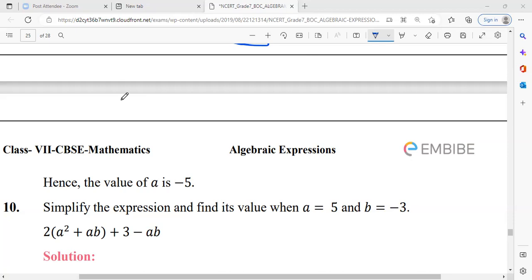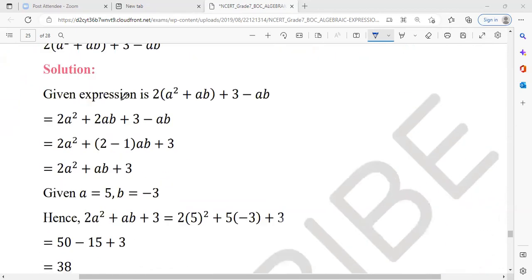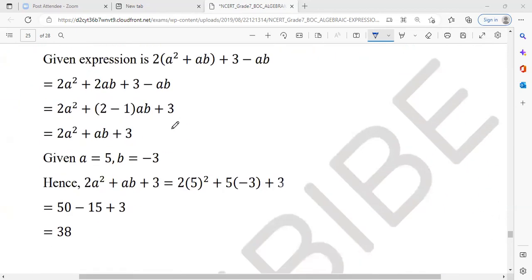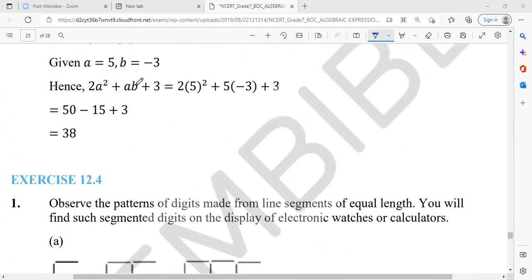Ma'am, you done? Yes, ma'am. What you got? Ma'am, 38. Yes, very good. Now coming to the next exercise. First, before that, we will do few questions, like the examples we'll do. And after that, we'll do the last, because the last exercise is not that important. It's basically the observation exercise.